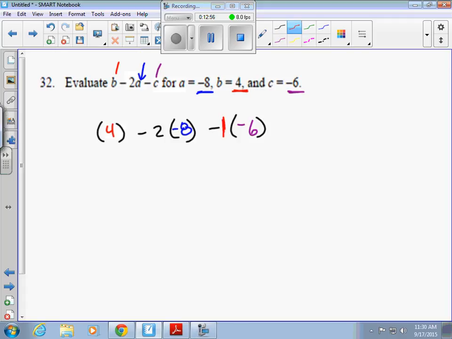So let's do our multiplication first. 4 is going to stay by itself. Negative times a negative is a positive. 2 times 8 is 16. Negative times a negative is a positive. 1 times 6 is 6. 4 plus 16 is 20. 20 plus 6 is 26.